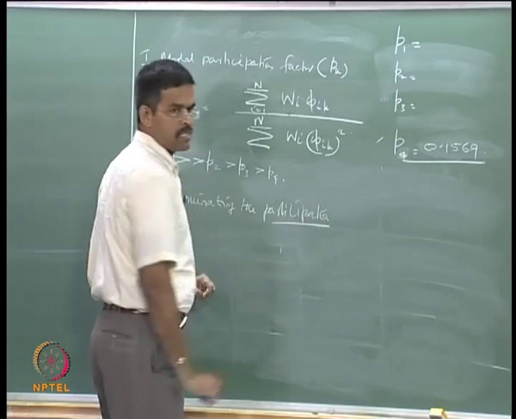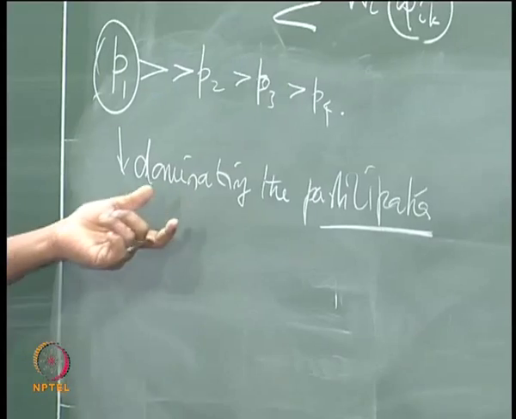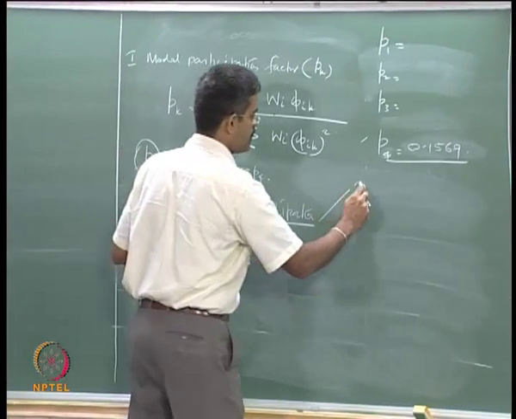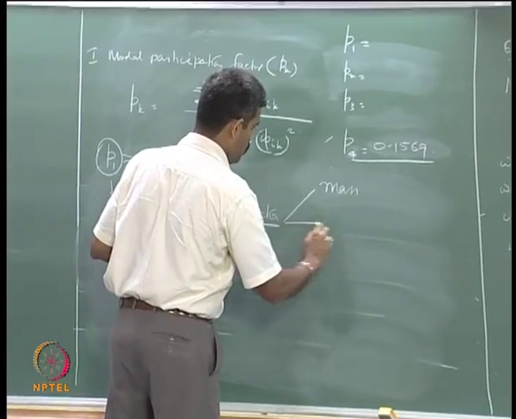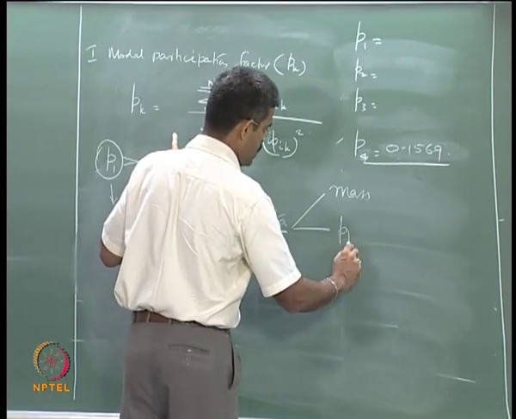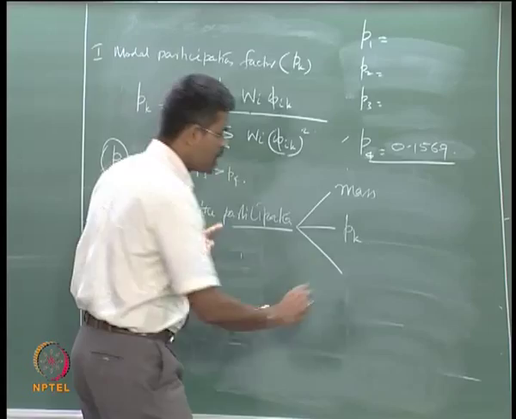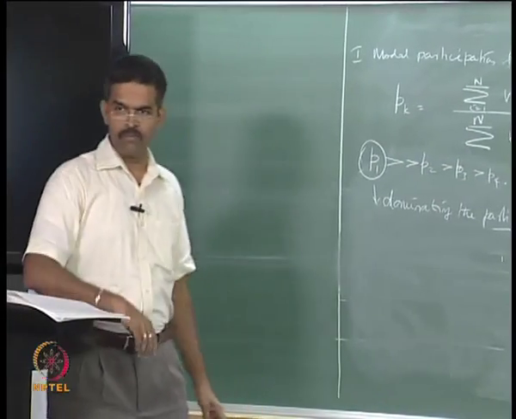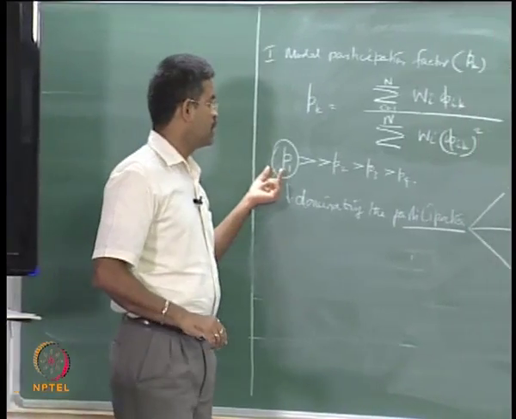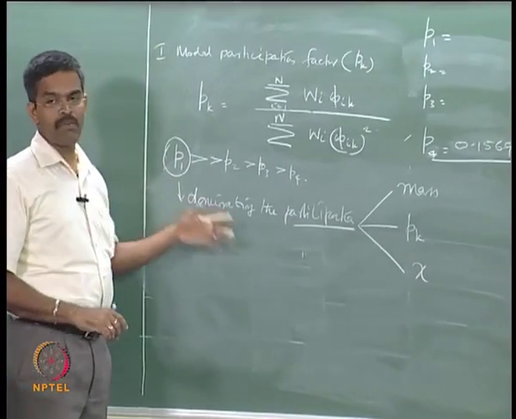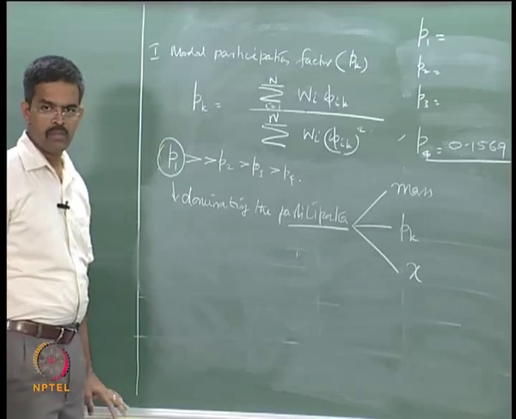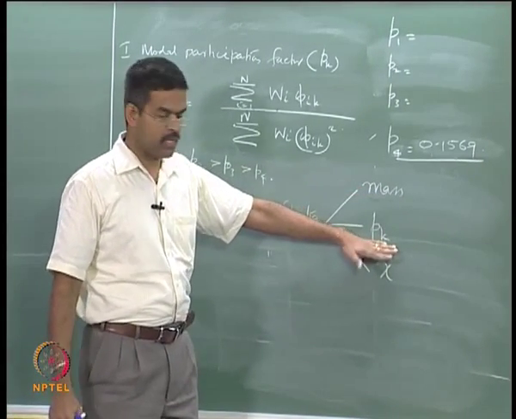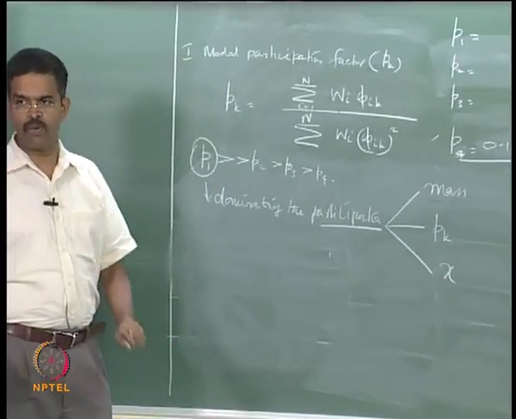This domination of participation can be seen in 3 phases. 1, it can be seen in mass, 2, it can be seen in pKs, 3, you can also see this in x, that is the final response. So, this will give an index of which mode is participating to the maximum in terms of modal mass contribution, participation factors, or final peak responses. I will show you that.